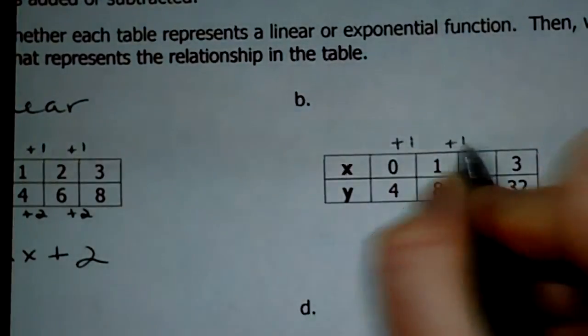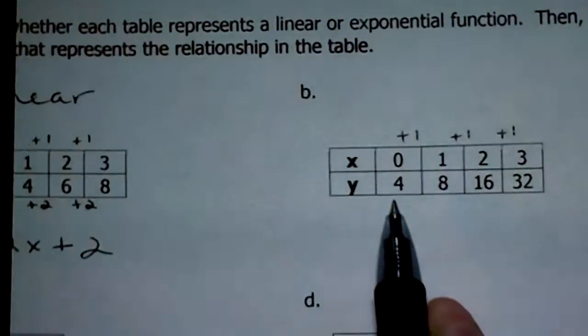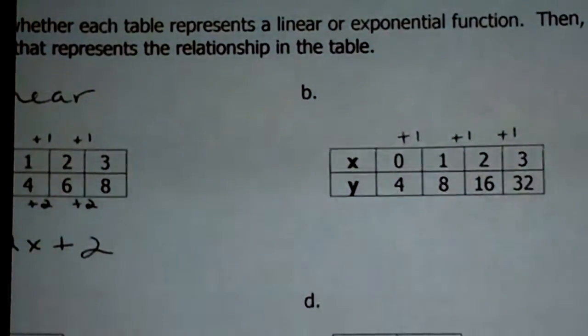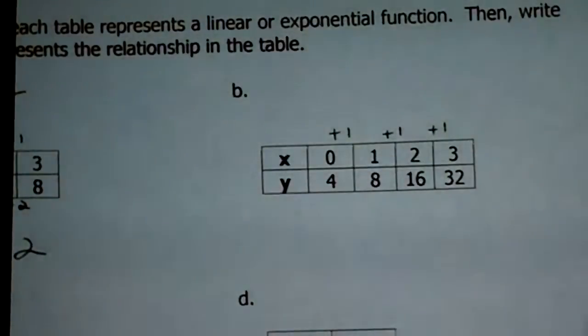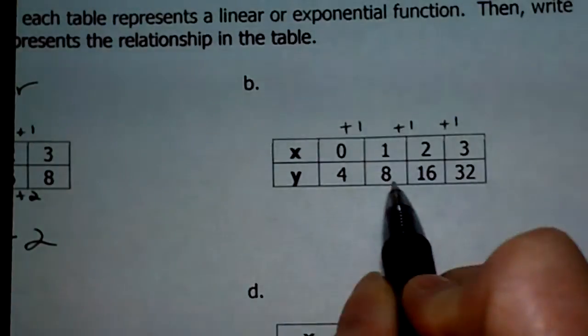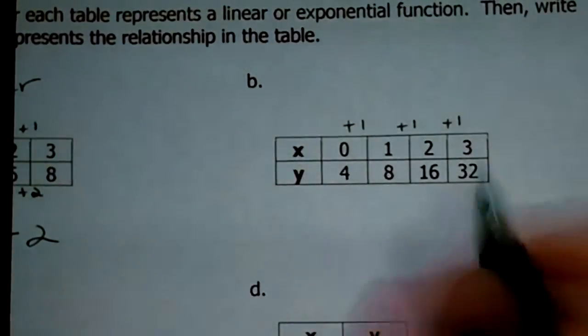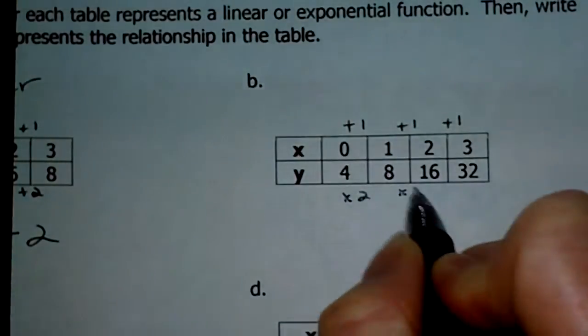So we're adding 1 every single time here. On the bottom, 4 plus 4 is 8, but 8 plus 4 is not 16. So that one's not linear, I know that. Let's see. 4 times 2 is 8. 8 times 2 is 16. 16 times 2 is 32. Yeah, I'm multiplying by 2 every single time.